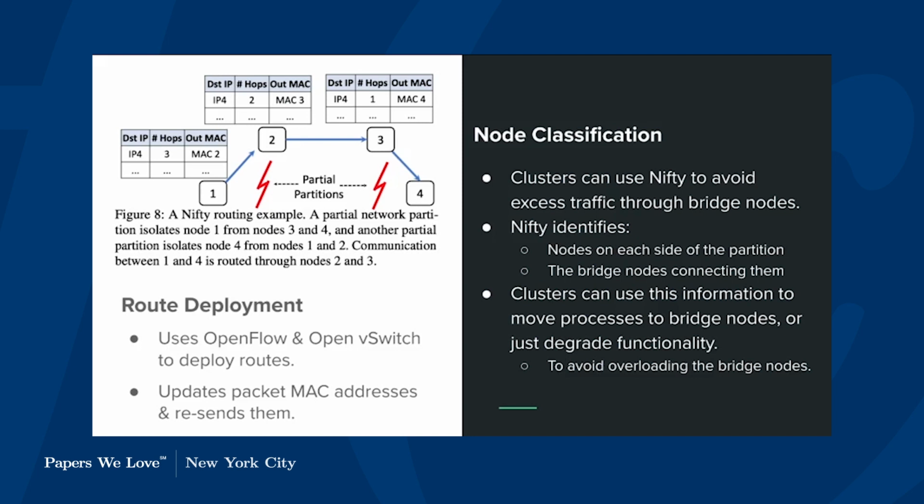So node classification, we're talking about the API now. Clusters can use Nifty to avoid excess traffic through bridge nodes. You can find out from Nifty which nodes are on one side of the partition, which nodes are on the other side of the partition, and which nodes are the bridge nodes that connect them. Clusters can use this information to either move the processes that they need to bridge nodes or just degrade functionality, to avoid overloading the bridge nodes. And we'll get into a case example soon.